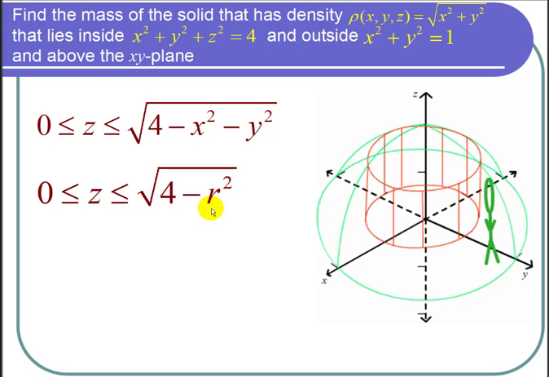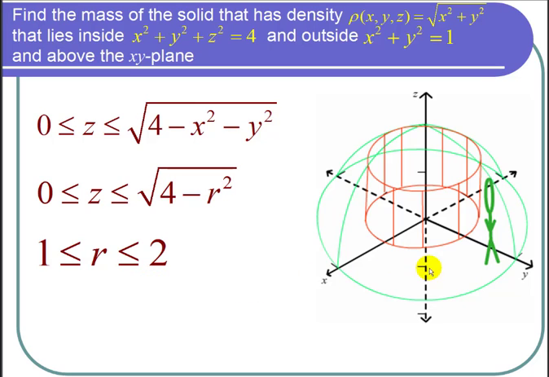So now let's find the limits for r. Now I look at my little man, and I notice the very farthest inward the little man can get is on the cylinder, which is r equals 1. And the farthest outward the little man can get is out on the sphere that has radius 2. So that's r equals 2. So I can say that r is between 1 and 2.